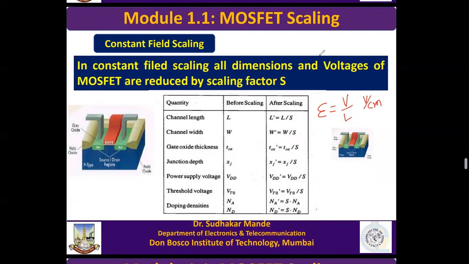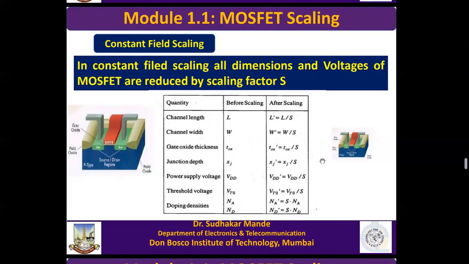So see, when I say it's a constant field scaling, E equals V divided by L, which means if I am reducing V, then I am reducing L also by the same scaling factor. For example, if I reduce V by S, then I will reduce L by S. S gets cancelled and the electric field remains the same. That's why such type of scaling is called constant field scaling.